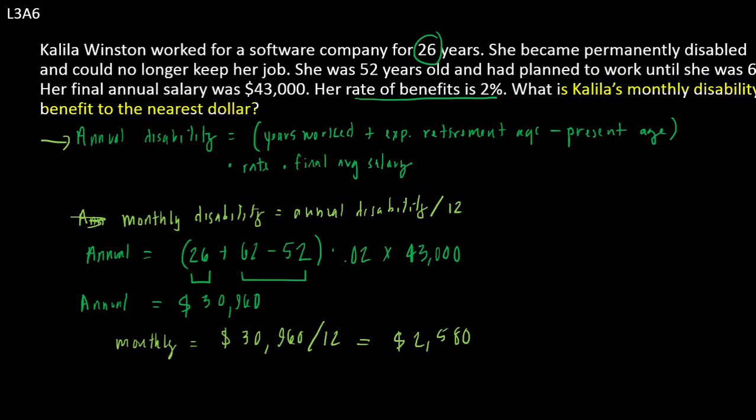So again, begin by identifying what it is you're solving for, in this case a monthly disability. Use the context of the question to grab any equations that you need. In this case, we used annual disability and then converted it into monthly. Then plug in the information you know, solve for your variables, and simplify in order to find that monthly disability benefit.